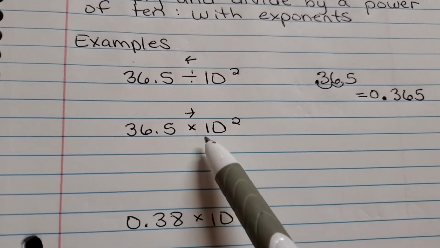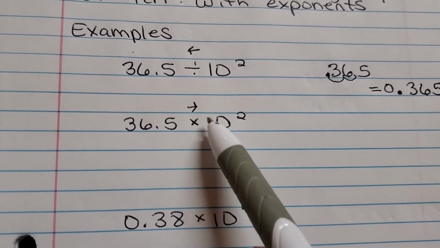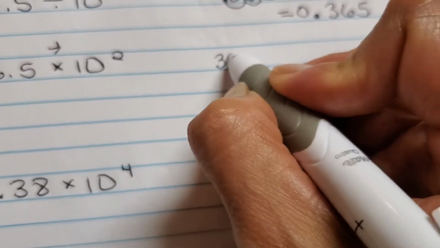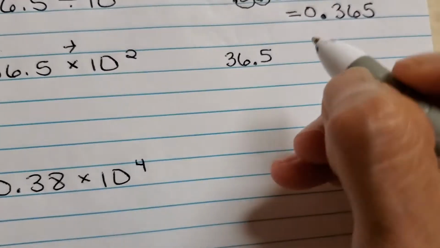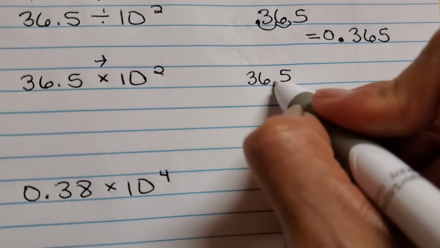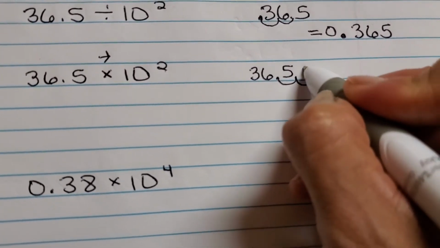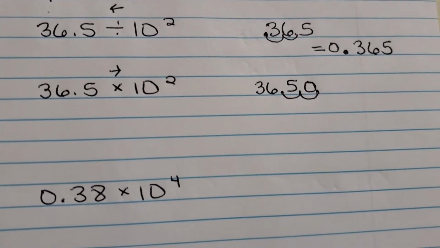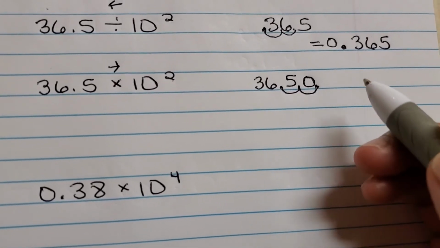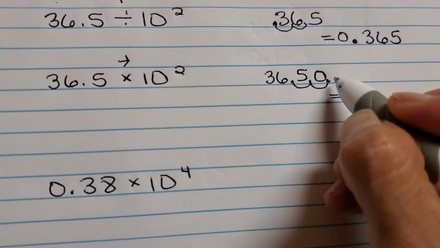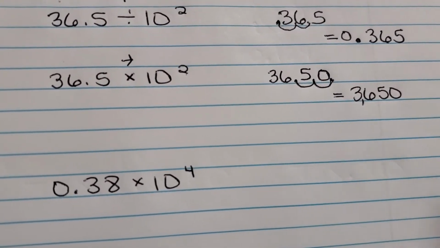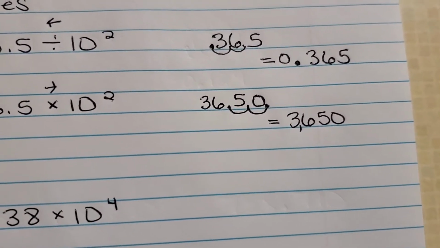For this next one, I'm multiplying. I move my decimal to the right. So again, I'm going to write my number down. 36.5. And I'm moving it to the right. How many times? 2 times. So I go 1, 2, and that's where my decimal goes. So that is my answer. Anytime it's a whole number, when the decimal ends and there are no other numbers behind it, I don't need to write the decimal. So you just write 3650, 3,650. That is my answer.